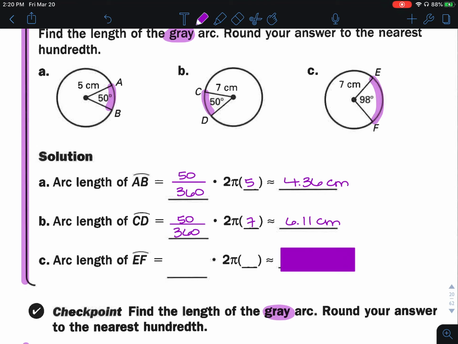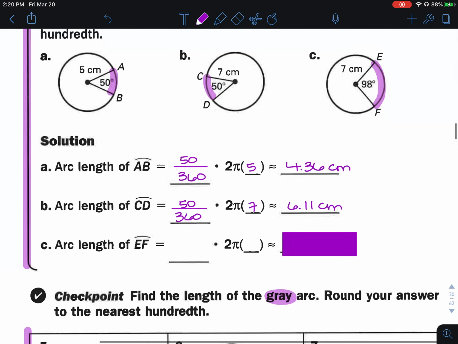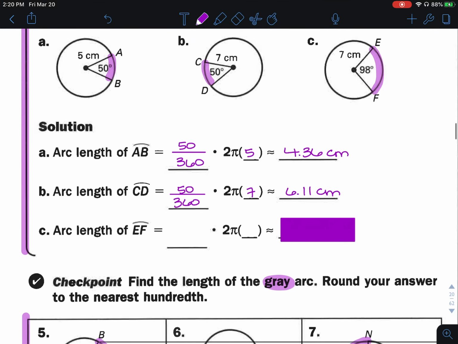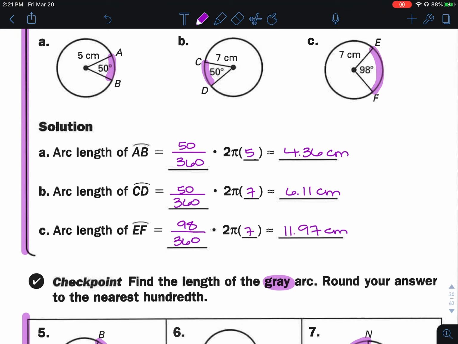Lastly, let's talk about C. So find the arc length of EF. So EF, again, is that purple part that I highlighted earlier. Again, it's something over 360. That something, again, is that arc measure, and I'm pretty sure you guessed it already. That arc measure is 98. So 98 divided by 360 times 2 pi, in this case my r is 7. When I plug this all in my calculator, I should get 11.97 centimeters.